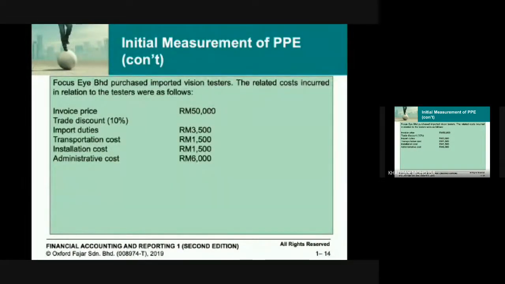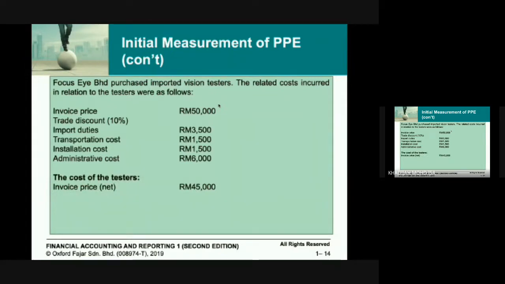So for example here, we have Focus I, which purchased imported vision testers. The related costs incurred in relation to the testers were as follows. You have an invoice price of 50,000. And then you are given a trade discount of 10%, but you have to pay import duties of 3,500, transportation cost of 1,005, installation cost of 1,005, and admin cost of 6,000. So remember that the initial price is only 50,000, all right? But you also have to incur additional costs.